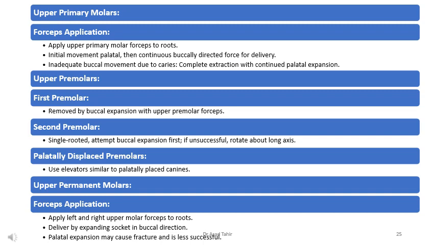Upper permanent molars. Forceps application. Apply left and right upper molar forceps to roots. Deliver by expanding socket in buccal direction. Palatal expansion may cause fracture and is less successful.